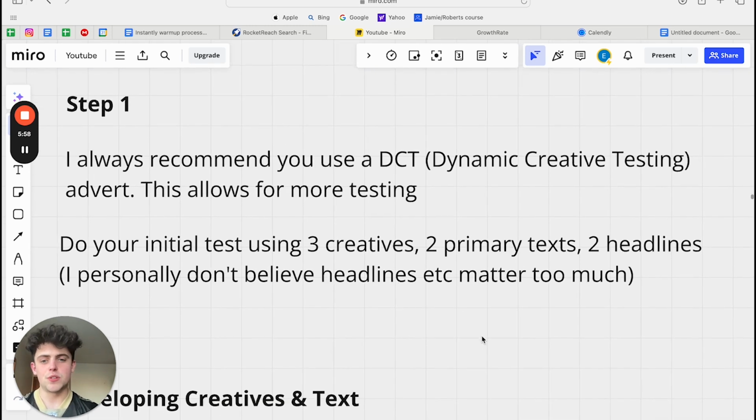But I recommend you do your initial test with 3 creatives, 2 primary texts, and 2 headlines. Not that I think the headlines matter all that much, but if you can test it, have better metrics, and have better ads overall as a result, there is no harm in doing it.